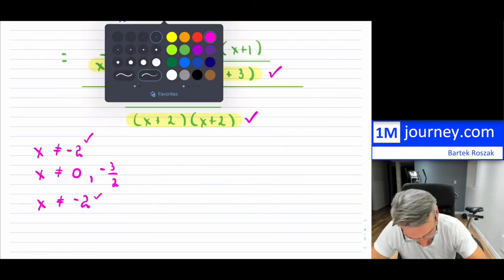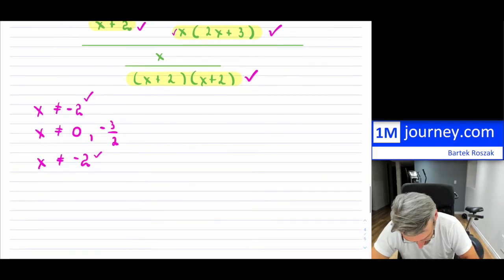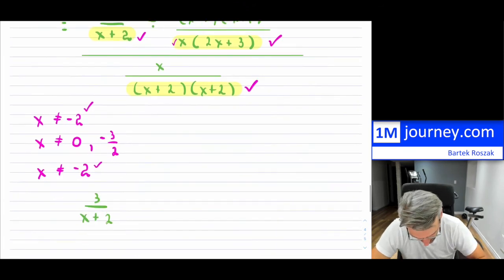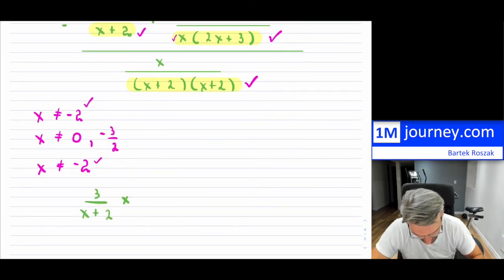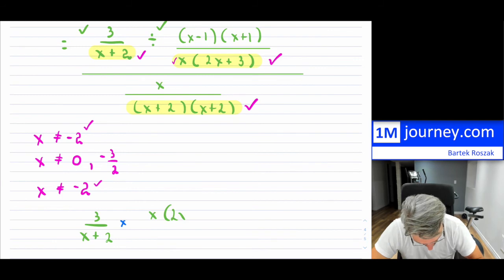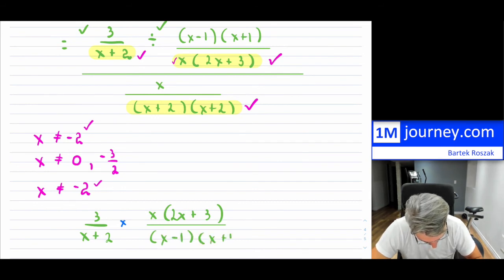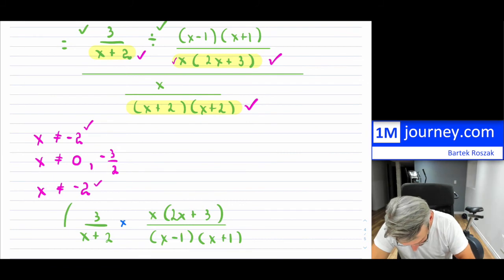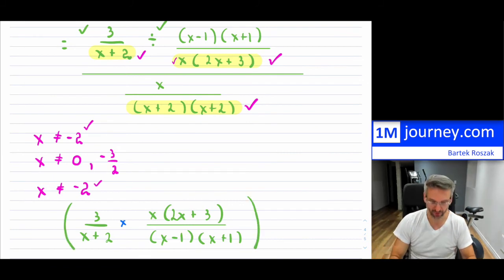Okay, so here, I'm going to take this, so that's going to stay. So this is going to be 3x plus 2. Now the division right here, this is now going to turn this around for me. So that's going to be multiplication. So let me maybe do it in a different color. That's multiplication. And then that's going to be now x, 2x plus 3. So I'm doing the reciprocal right there. And now x minus 1, x plus 1. All right. So that is coming, okay, from the numerator.